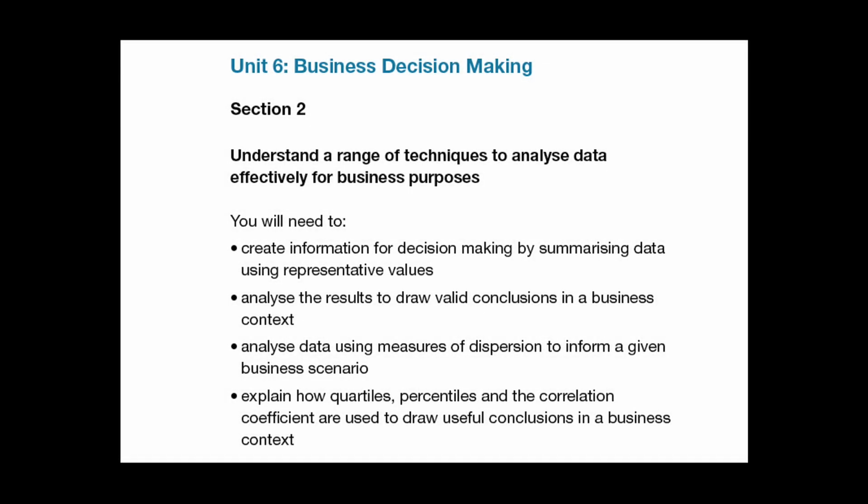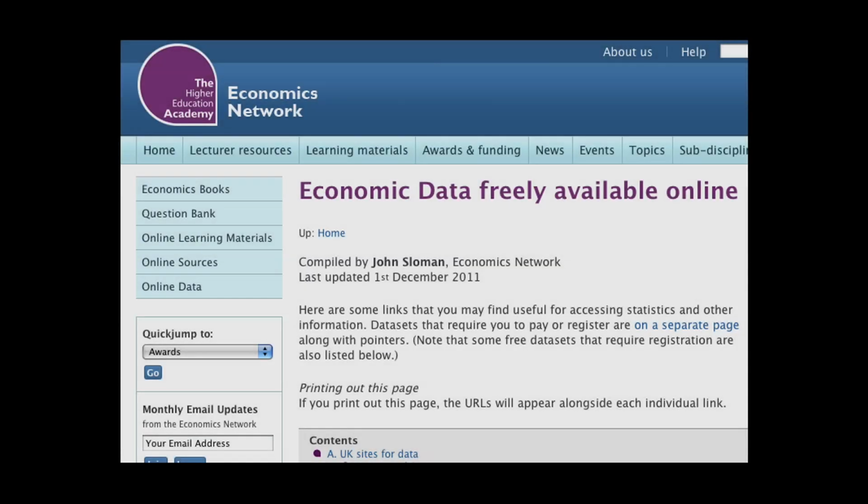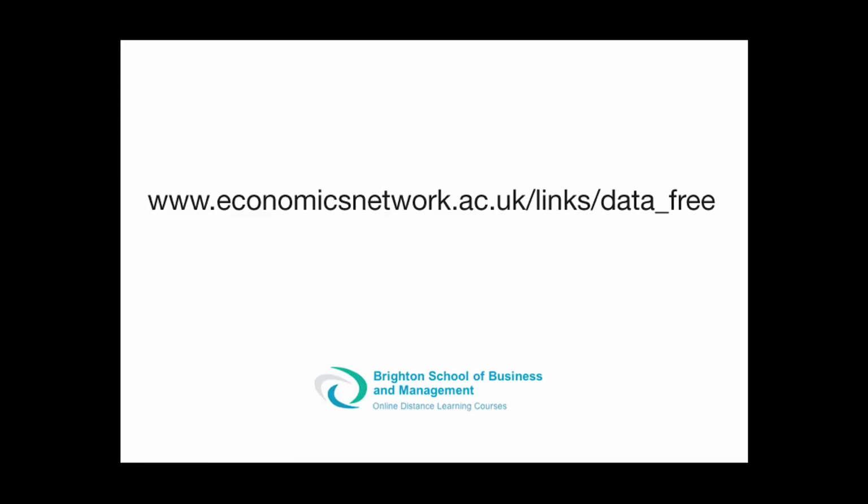Section 2 is all about analysing data. So in order to do this, you need to collect some data to analyse. There are plenty of data sources on the web. One you might find useful is the Economics Network website. If you go to www.economicsnetwork.ac.uk/links/data_free, you'll see a fairly comprehensive list there of data sources, organisations like the National Statistical Office, the Bank of England Statistical Database and the World Trade Organization.